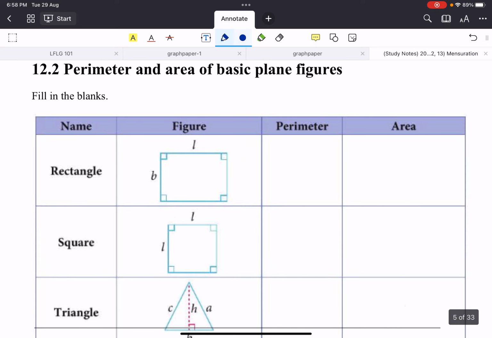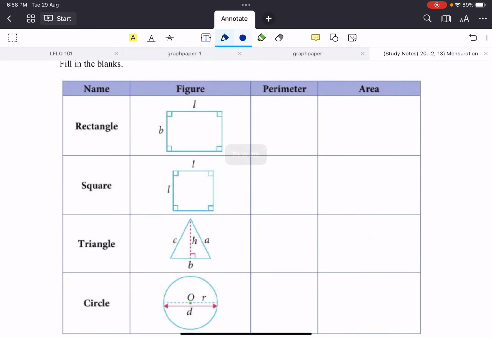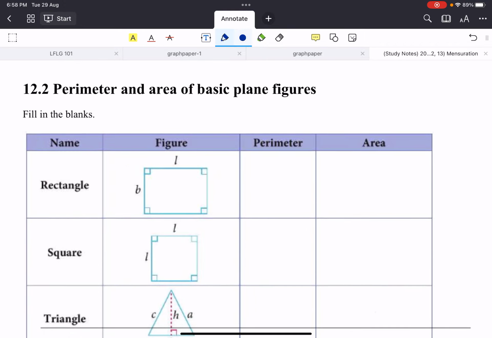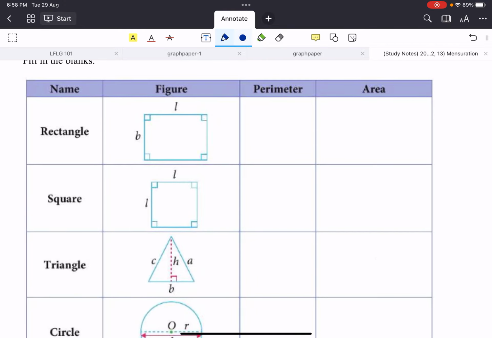Next section, we are going to talk about perimeter and the base area of basic plane figures. So let's do a quick recap. These are things that you have learned a long time ago, of course, but it's good to refresh our memories on all these things so that we can work it out. So we begin with a rectangle, and I'm sure you're familiar with the rectangle. There are two ideas: there's a perimeter and there's an area.